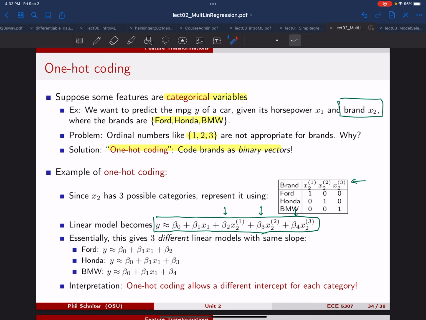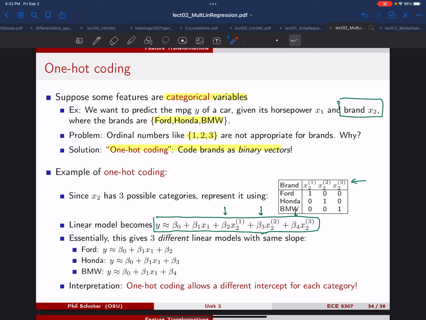On the other hand, what if you had a Honda sample? Well, then these go to 0, this goes to 1, and you effectively get this model. Now your intercept is beta 0 plus beta 3. And similarly for the BMW sample, your intercept would be beta 0 plus beta 4. So essentially, what you're doing is allowing a different intercept for every category. You're not using one intercept that fits all. You're allowing each category its own intercept. Okay? That's really the best way of understanding what's going on here.